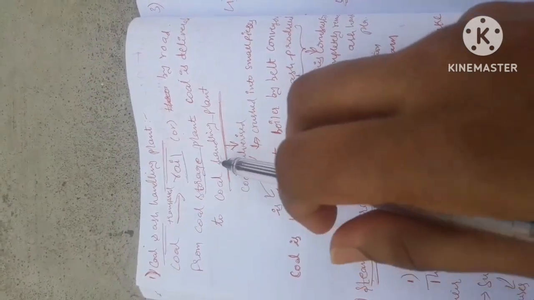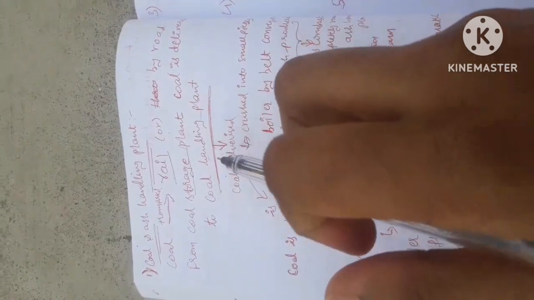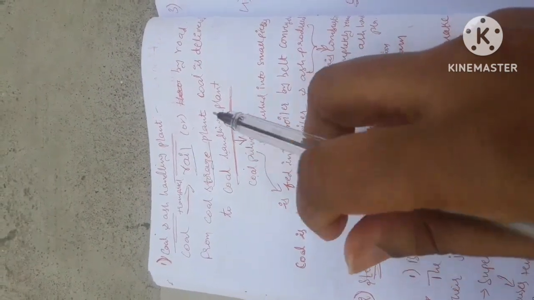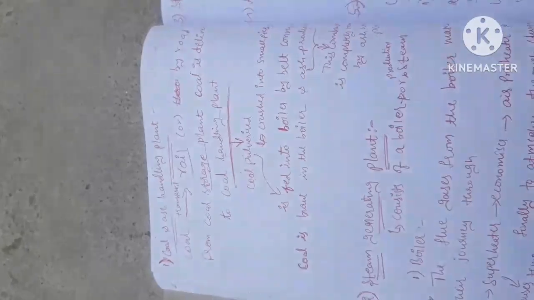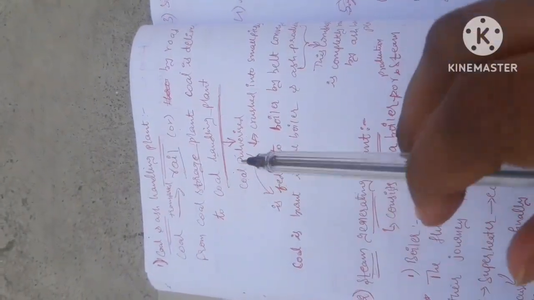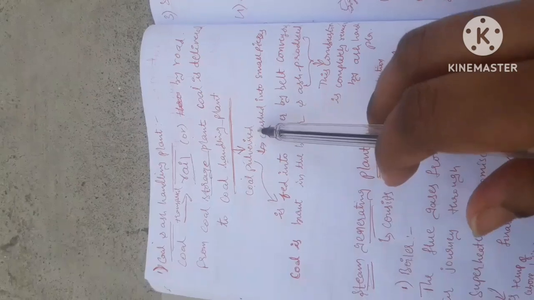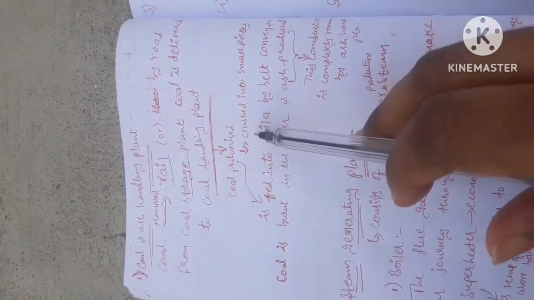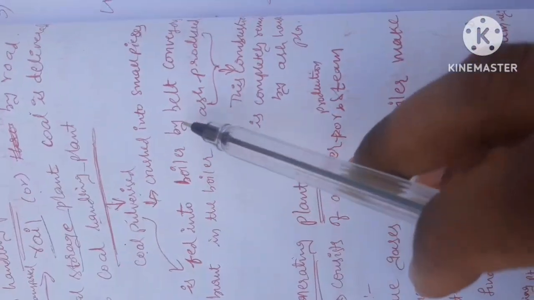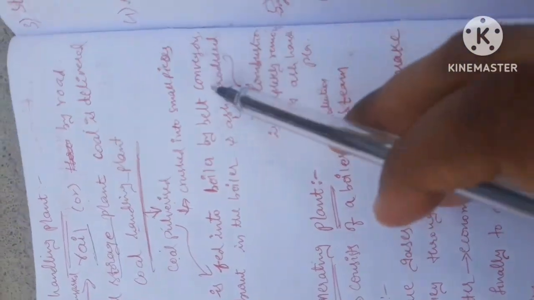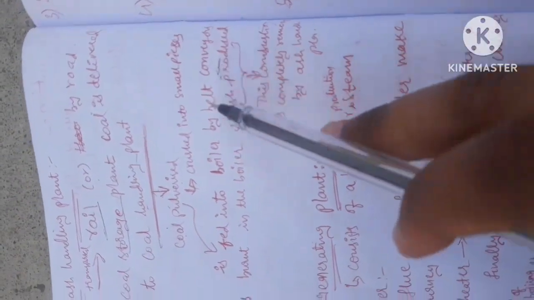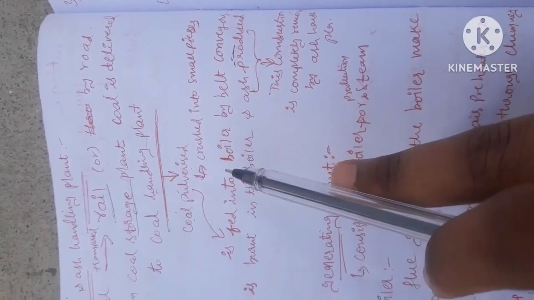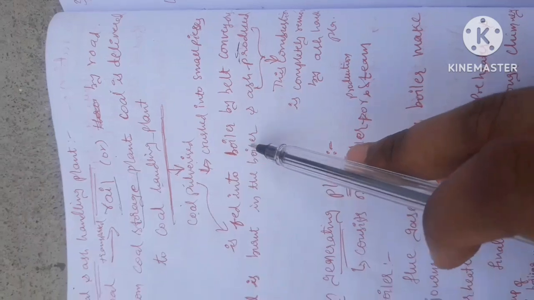In that coal handling plant, the coal is pulverized. Pulverized means it is crushed into small pieces. It is called pulverized coal. That pulverized coal is fed into the boiler through belt conveyors.